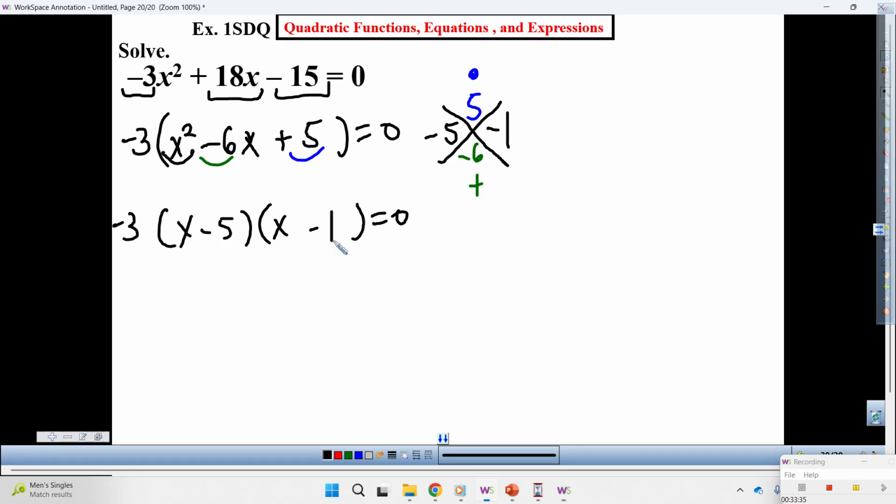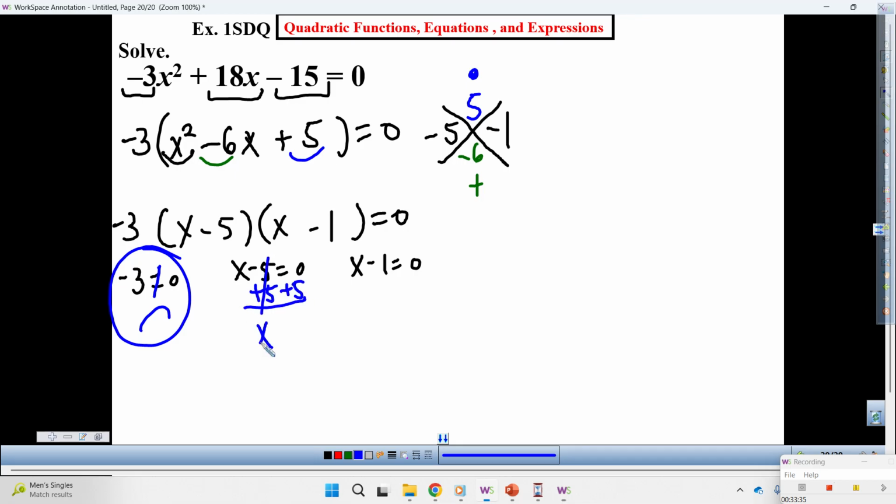What is the next step? Well, this equal to 0, this equal to 0, and that equal to 0. So negative 3 equal to 0, x minus 5 equal to 0, x minus 1 equal to 0. Question, is negative 3 equal to 0? No, so this cancels. Can I solve this one? Yes, plus 5 plus 5, x equals 5. How about this one? Plus 1, x equals 1.